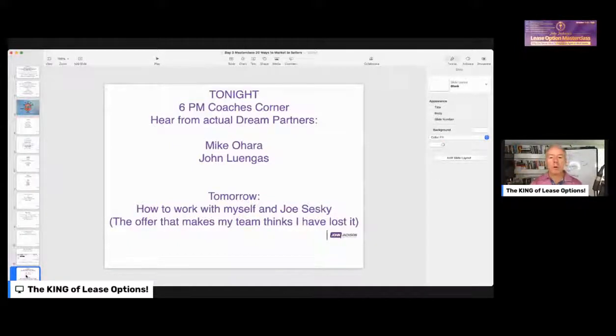And then tomorrow we'll talk a little bit more about how to work with myself and Joe about the you cannot lose offer that I've put together for the Dream Partner program. The no-brainer, the irresistible offer, you got to be a fool if you say no type of offer. That's what I've tried to put together. It's the offer that makes my entire team think that I've entirely lost it.